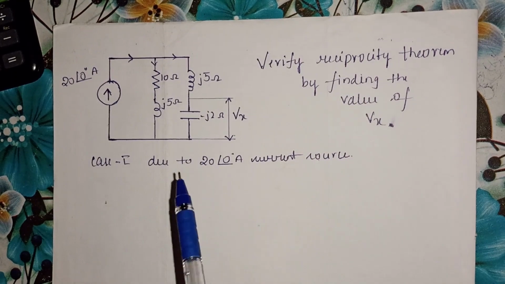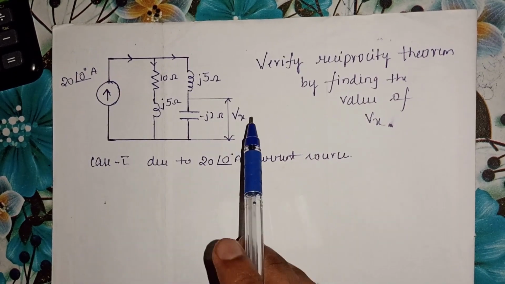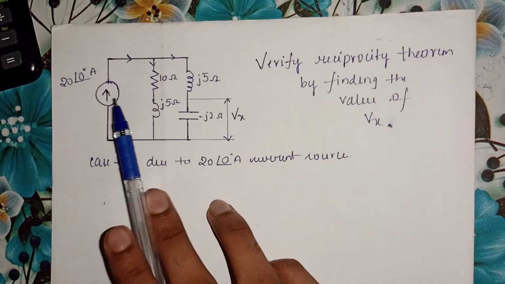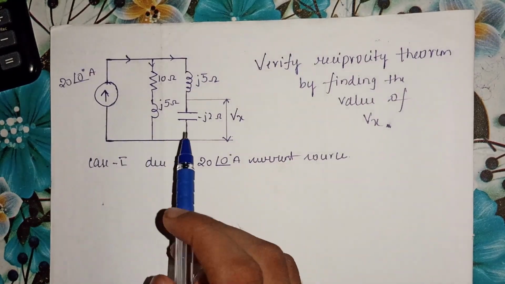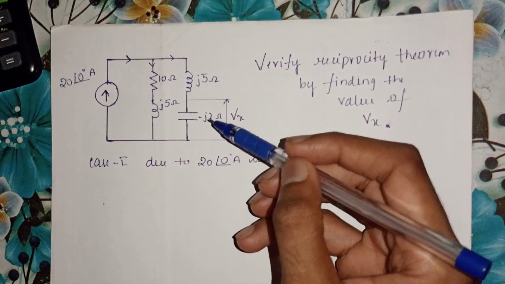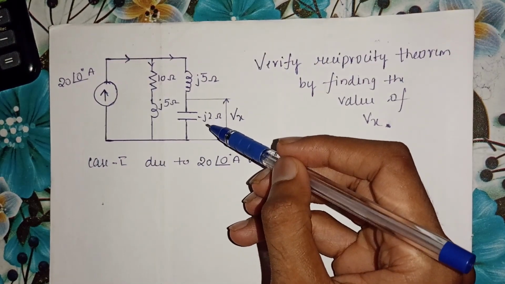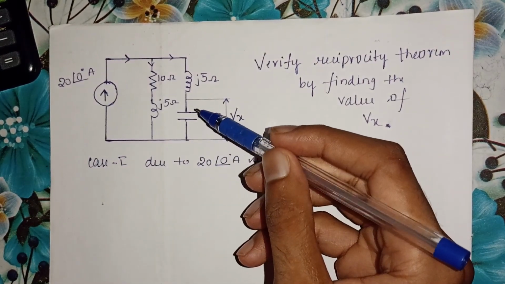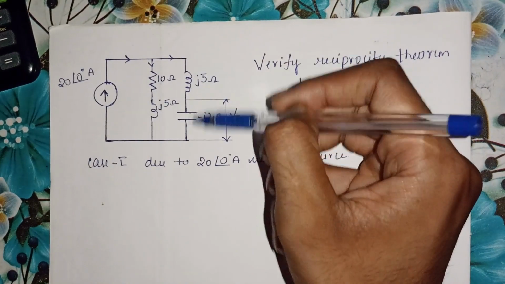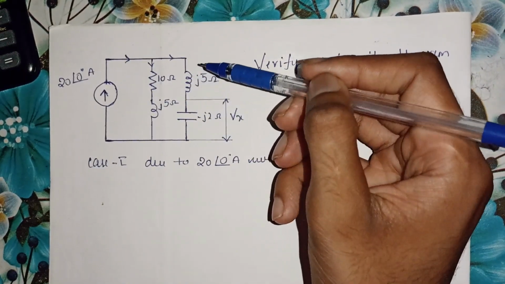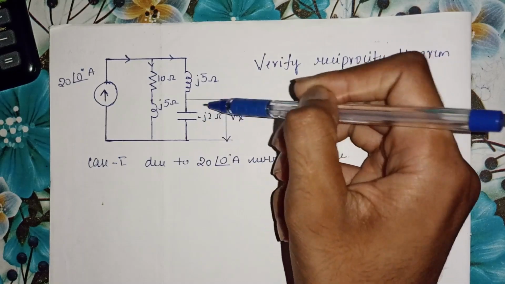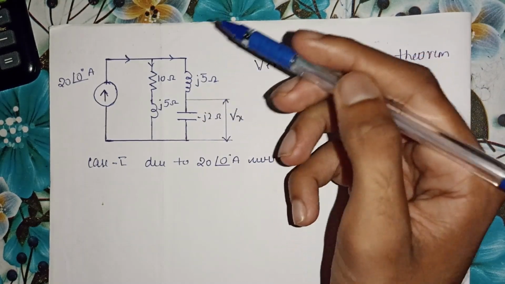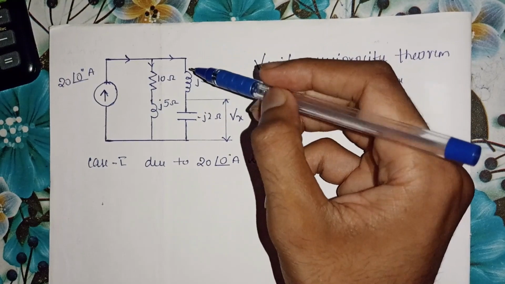First I calculate the value of Vx by keeping the 20 ampere current source as it is, which is given in the question. In order to calculate the voltage across the minus j2 ohm impedance, I first need to know the value of the current entering through this branch. If I know that current, I can calculate the voltage across this minus j2 impedance by V equals I into R. So first I have to calculate the current.